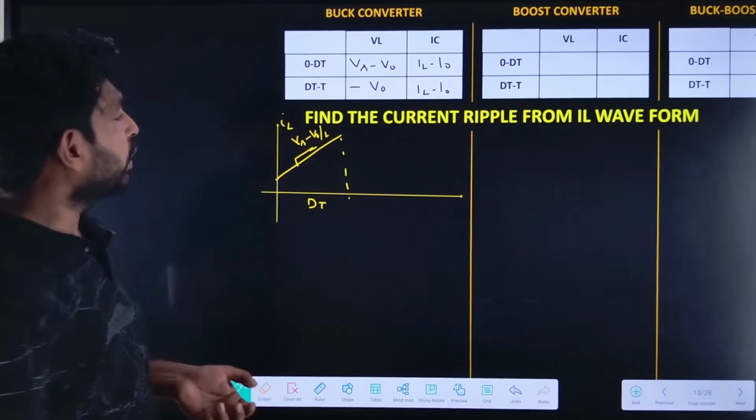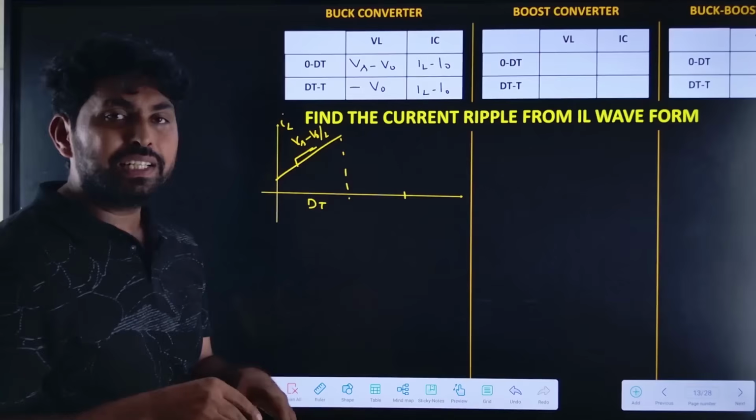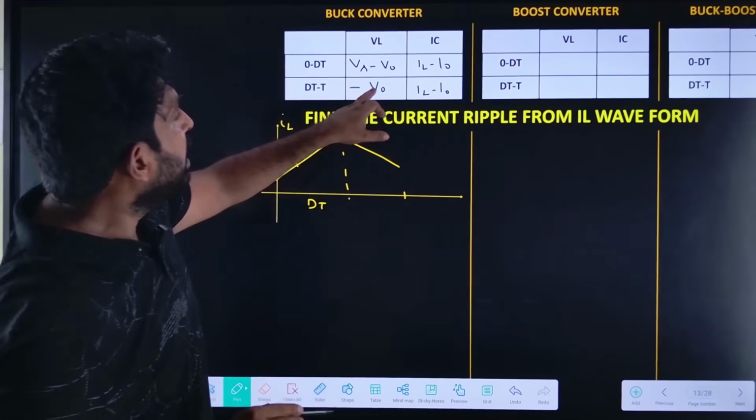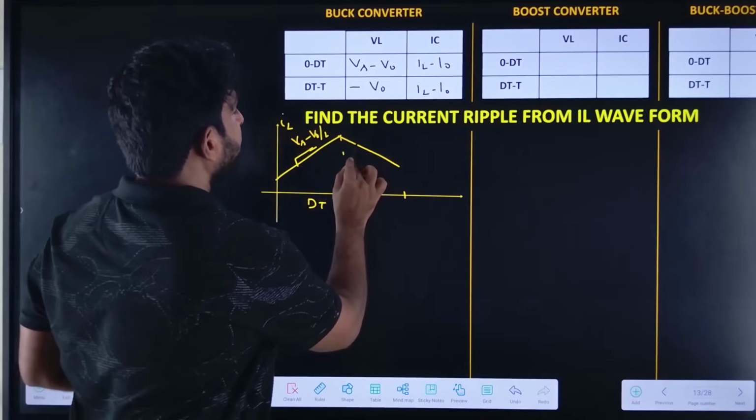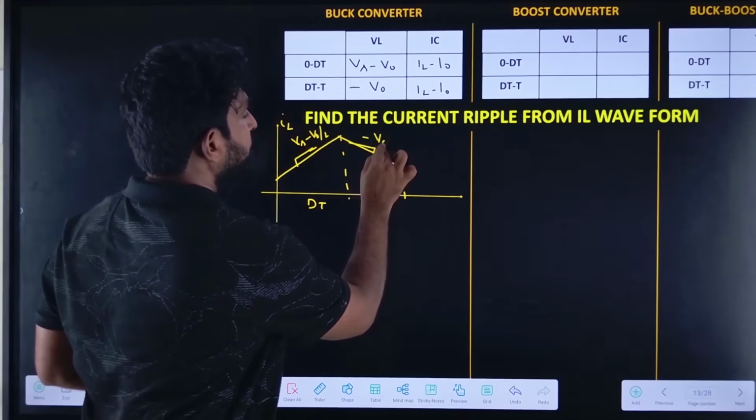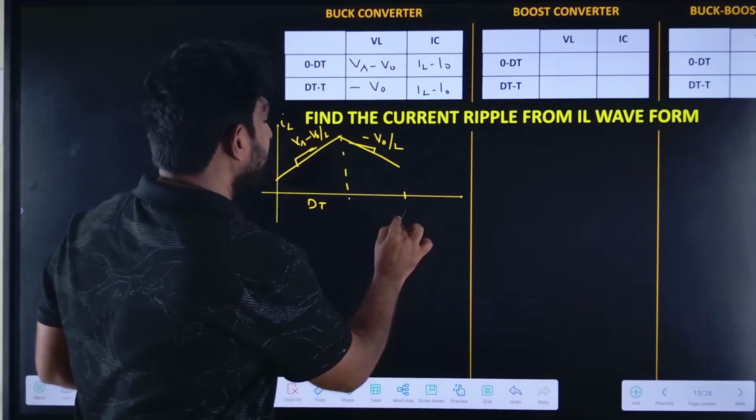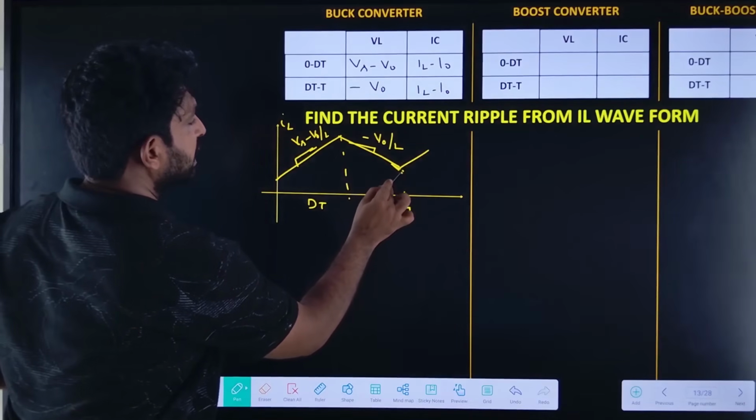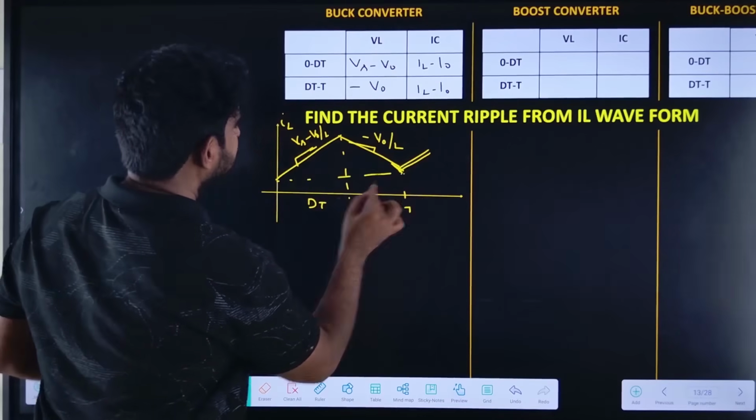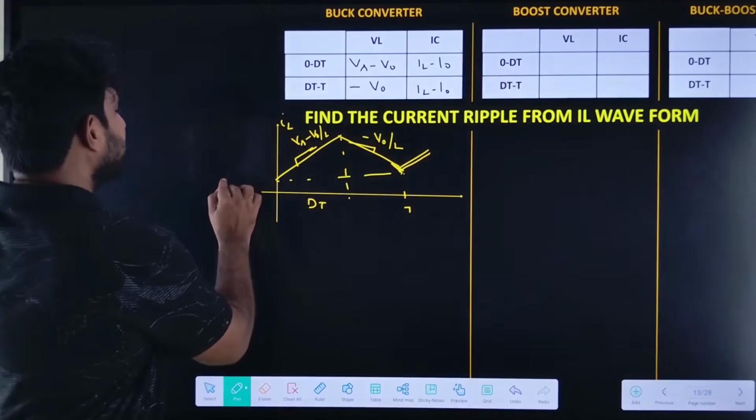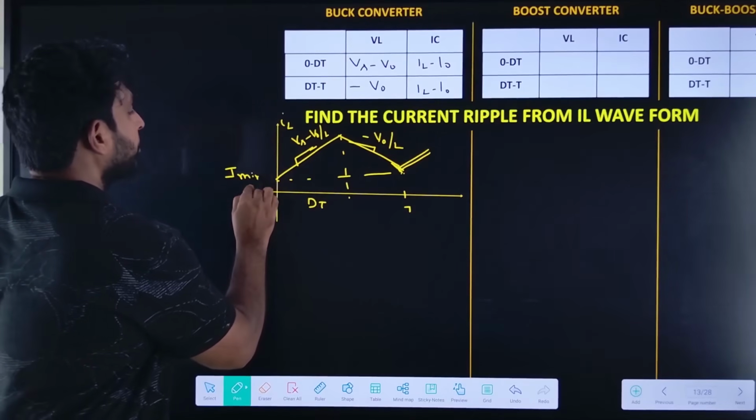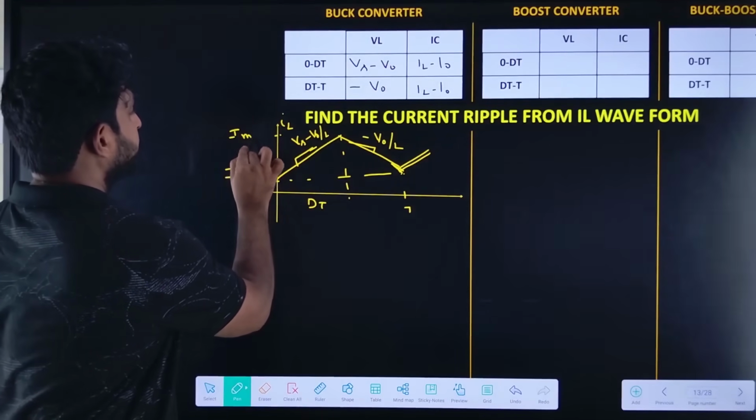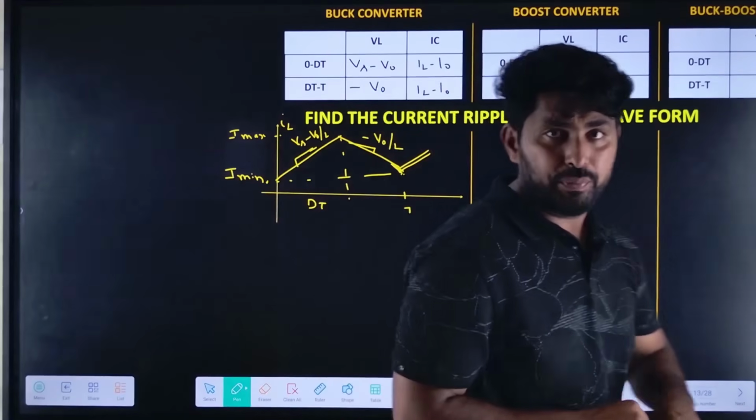In the remaining period, during the off time of the switch, the inductor discharges to the load. So what is the slope here? Minus V0 by L. This is the time period T, and for one cycle it will be like this. Both are at the same point because of the steady state. We can call this I minimum and this I max. So this is the IL waveform.